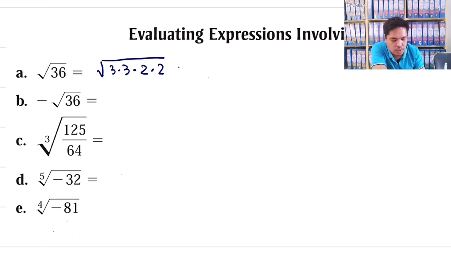Okay? So, that is equal to the square root of 3 squared times 2 squared. Which is by properties of exponent, pwede natin siya i-combine kasi the same yung exponent niya, pwede natin ilabas kahit magkaiba yung base. Pwedeng lumabas.